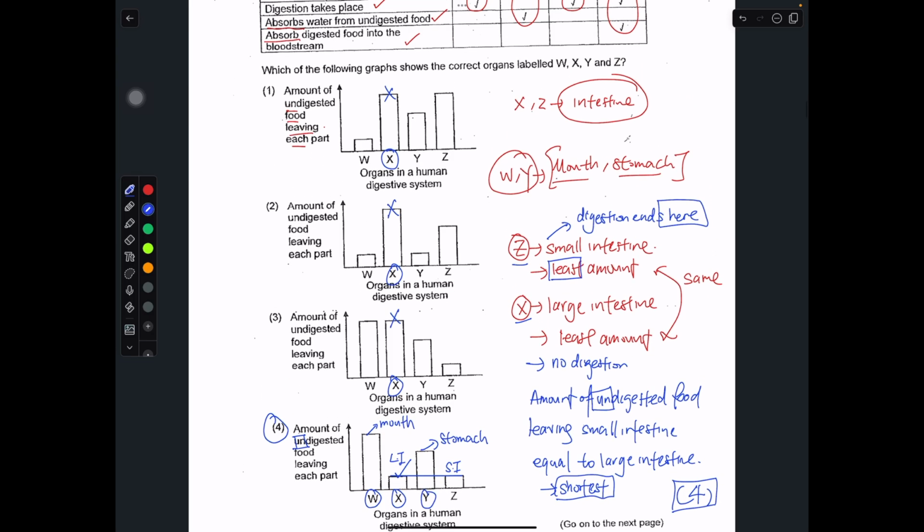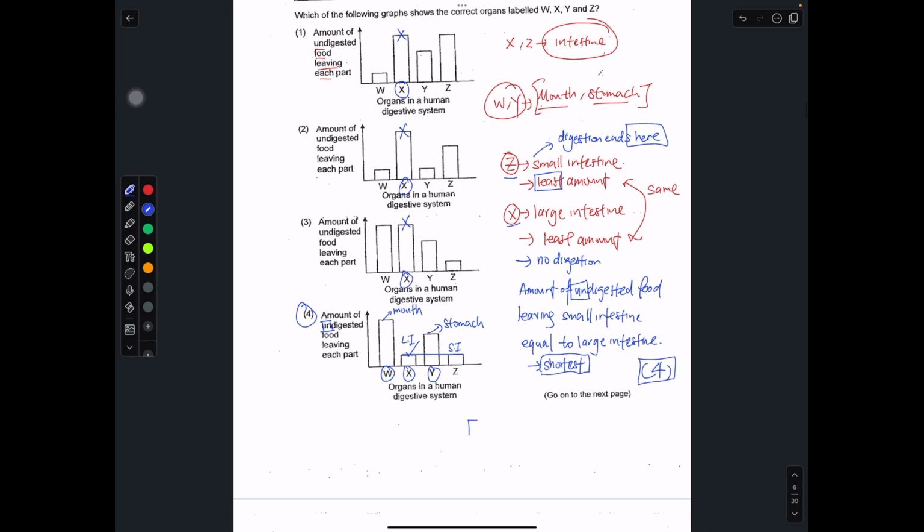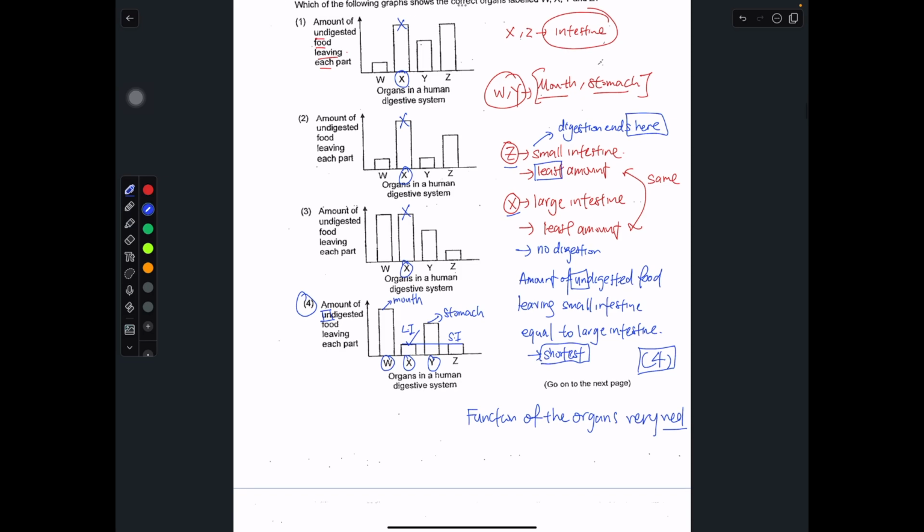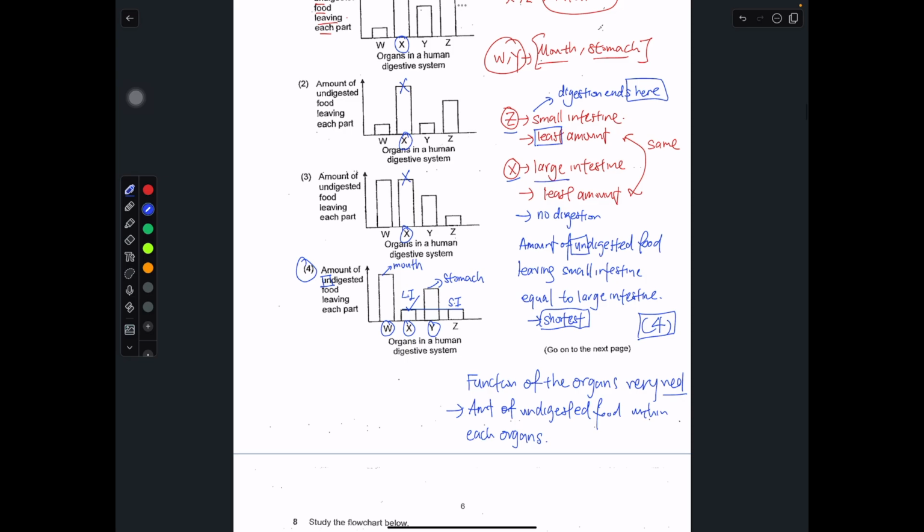This is a very hard question to evaluate because you need to know the function of the organs very well in order to evaluate the amount of undigested food within each organ. Go with the one that you are most familiar with, or the one that is at the end, which is the large and the small intestine itself. Because they will usually have the least amount. Then from there it's easier for you to look at and evaluate. So the answer is 4.